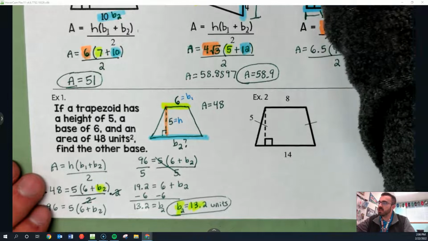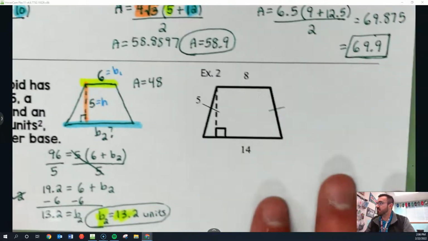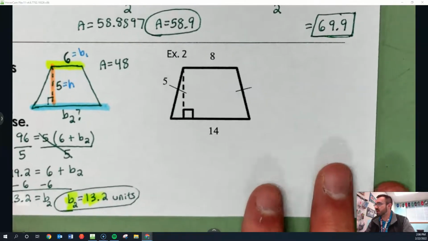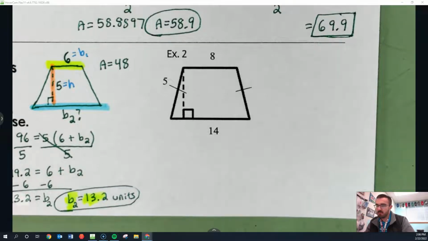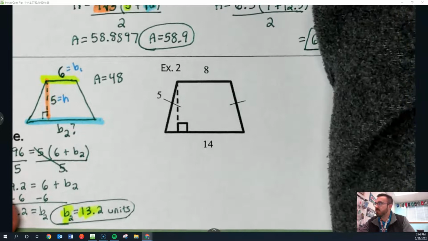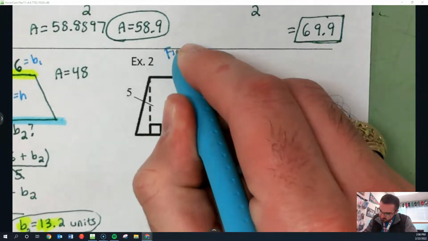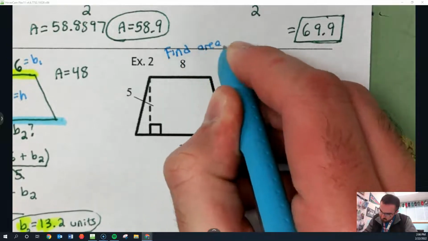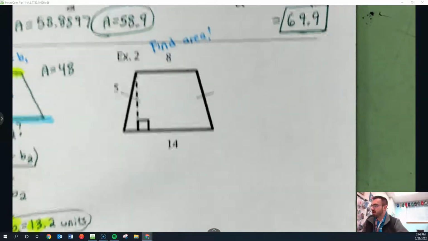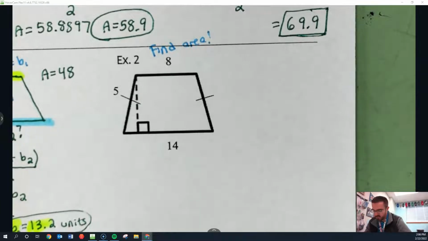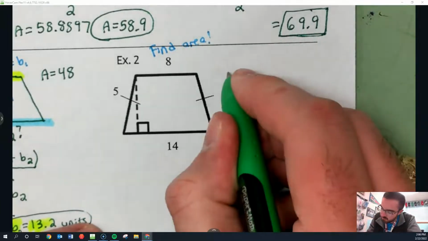That one's on the harder side. Let's take a look at example 2. This one's also kind of on the harder side, but we can do it. Example 2. We are trying to find the area. So let me write that down. Find the area. As you can expect, we are going to be using this formula.